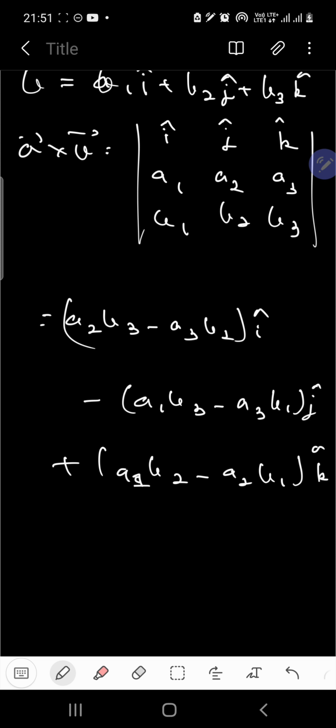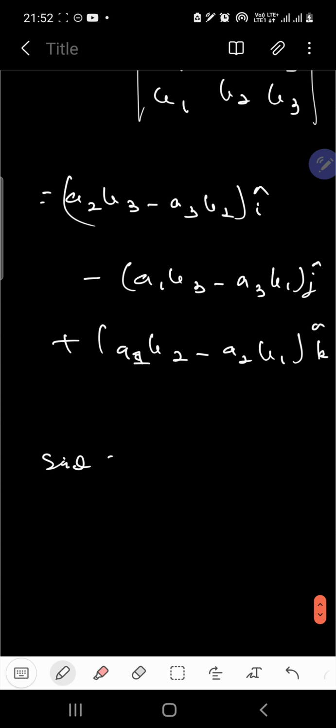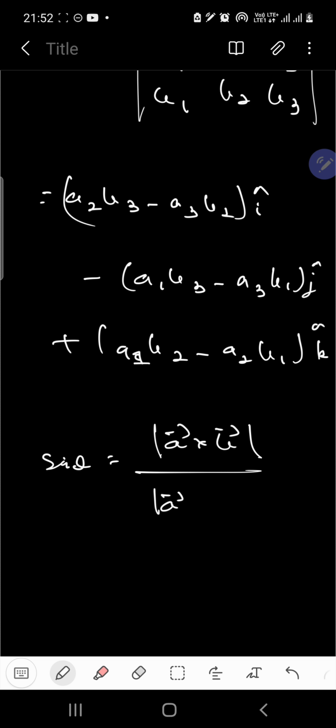In this manner we solve cross product cases when vectors are given in terms of components. We can also find the value of sine theta from the cross product, but finding it from the dot product is much easier. Sine theta is mod of A cross B over mod A mod B.